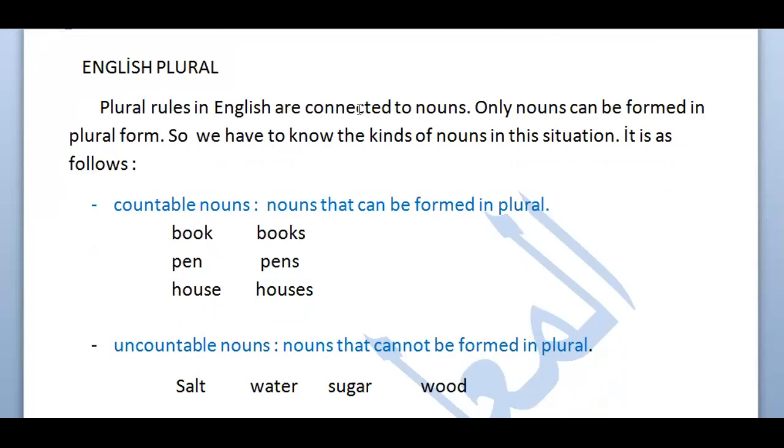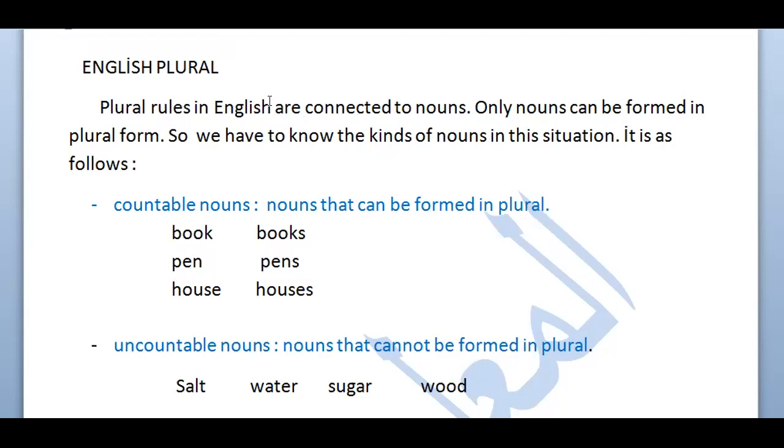We are talking about the plural rules in English, and generally speaking, we have 5 rules concerning forming plural nouns. First of all, we need to know or introduce the nouns, and let's take a look at the nouns which are countable and uncountable.